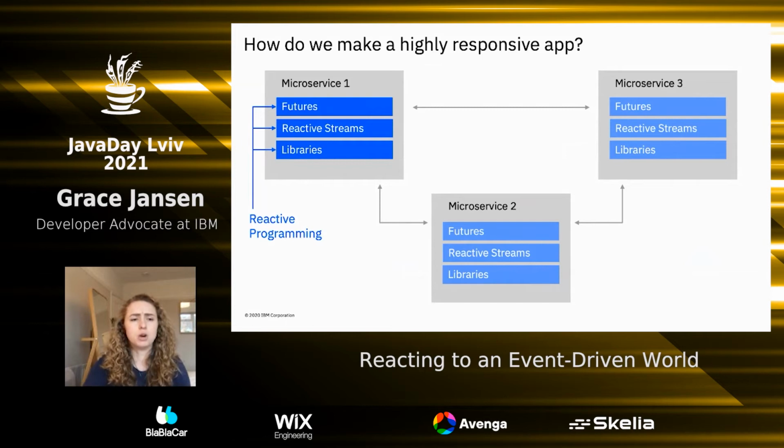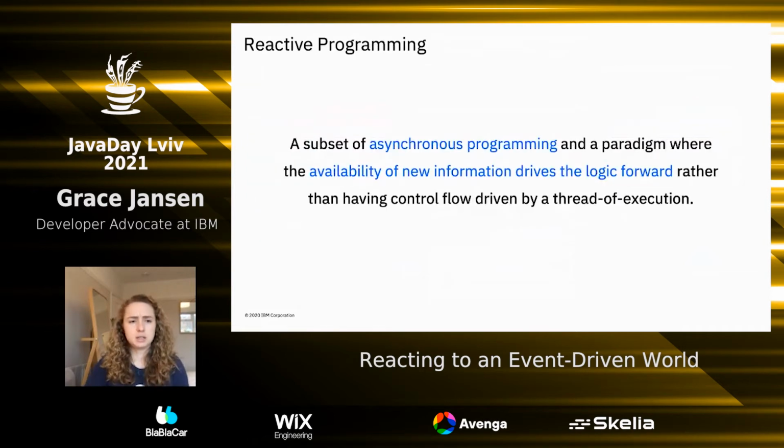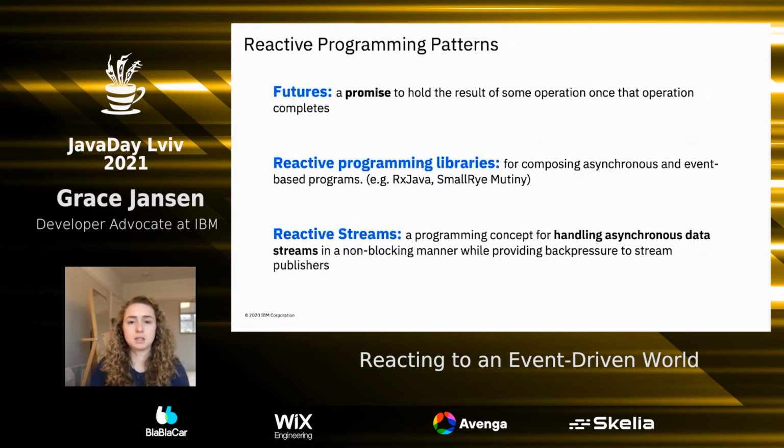So what do I mean by reactive programming? Here's a very basic definition. It's all about this asynchronous style of programming. In this paradigm, it enables the logic to be driven forward via the availability of new information rather than a thread of execution. So it really does focus on this asynchronicity. And you can utilize several different patterns to enable this. As Java developers, you're probably familiar already with the term futures. For those who aren't, it's essentially a promise to hold the result of some operation until that operation completes, very asynchronous.